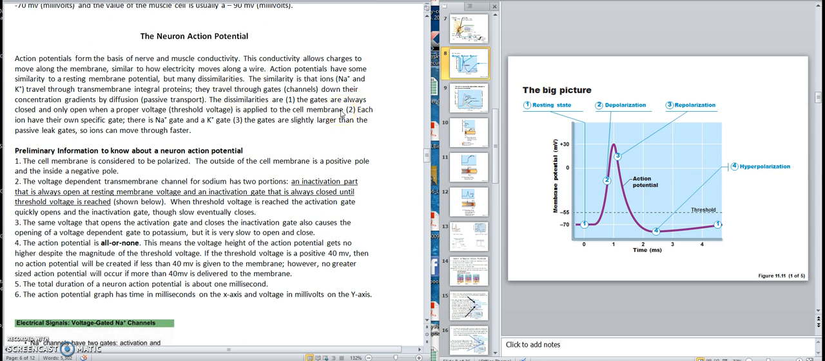Okay? Each ion has its own specific gate. There's a sodium gate and a potassium gate. The gates are slightly larger than the passive leak gate, so ions can move through faster.